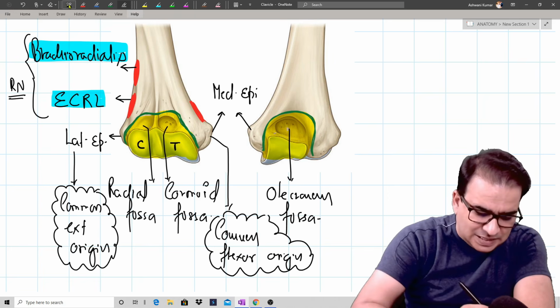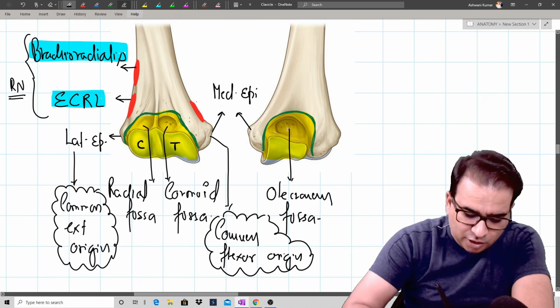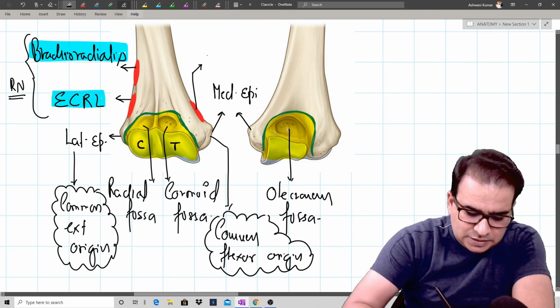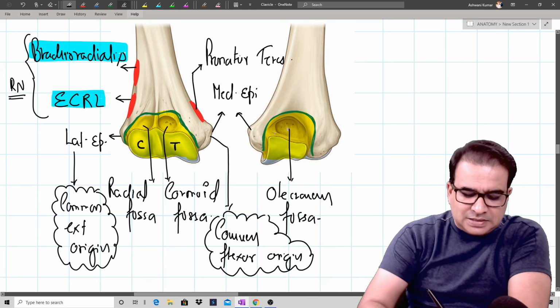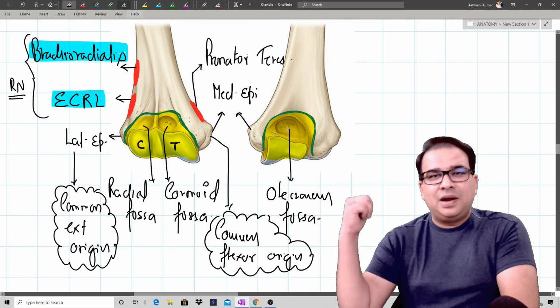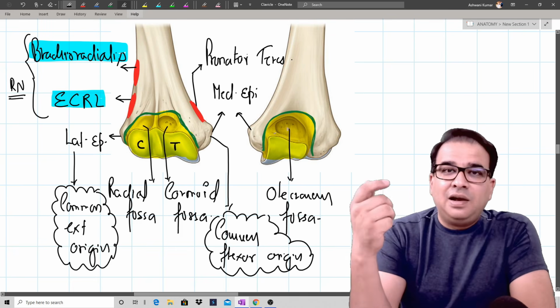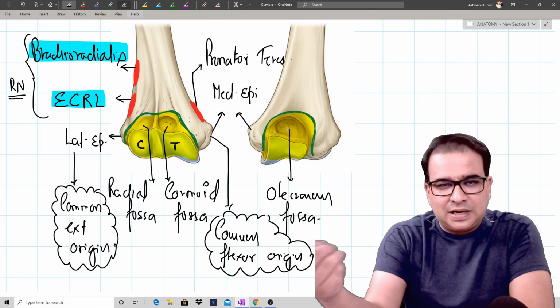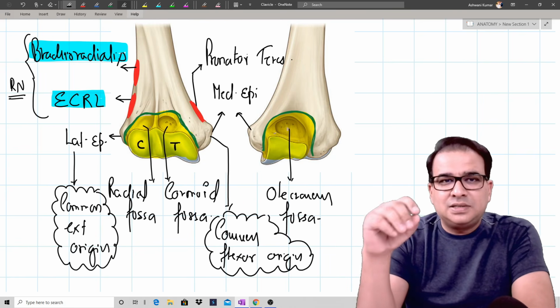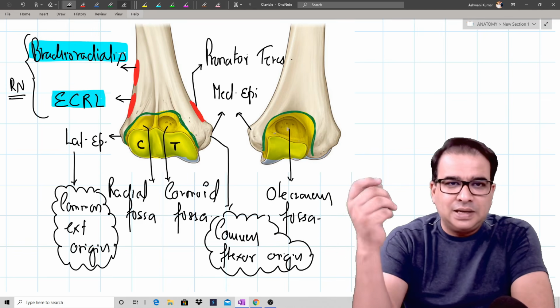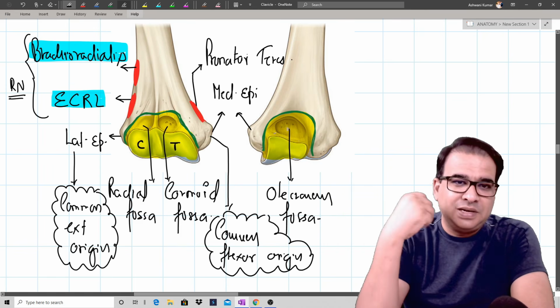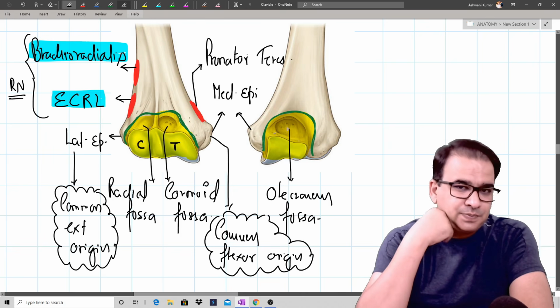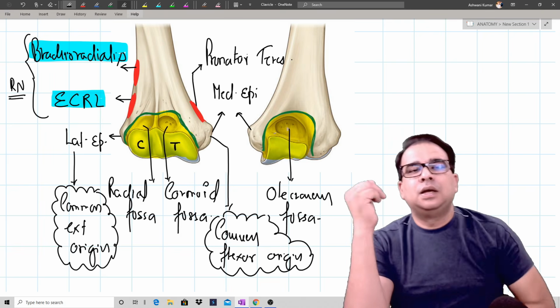Whereas on the medial side, one important muscle that you should remember is the pronator teres muscle. Pronator teres is having two heads. One is called the humeral head, this one, and then the ulnar head, which will obviously come from the ulna only, in the lower part. So the pronator teres humeral head, or upper head, is the one which originates from the medial supracondylar ridge.